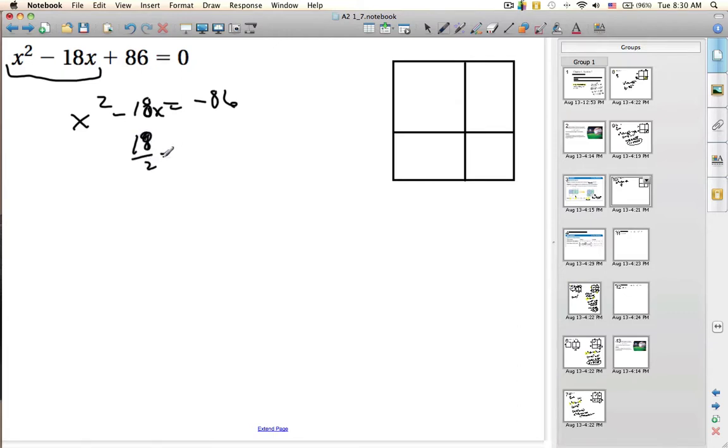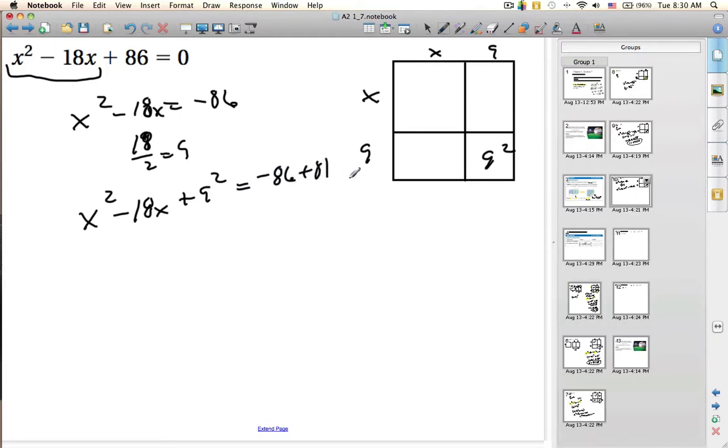18 divided by 2 is equal to 9. So x goes here, 9 goes there, and 9 goes there, and this is going to be 9 squared, which is 81. So if I add 81 to either side, x squared minus 18x plus 9 squared, so I added 81 there, negative 86 plus 81. I know that this becomes the square of a binomial. Remember, I'm going to use the x, I'm going to use the minus sign, and I'm going to use the 9. So this is x minus 9 squared equals negative 5.